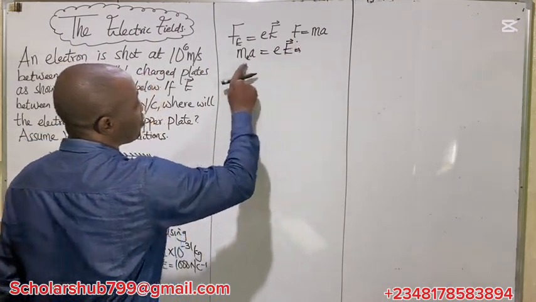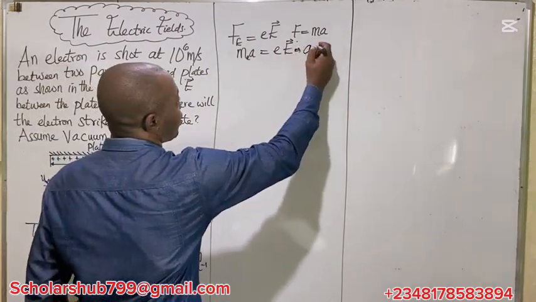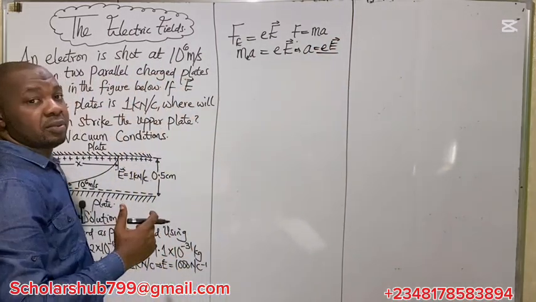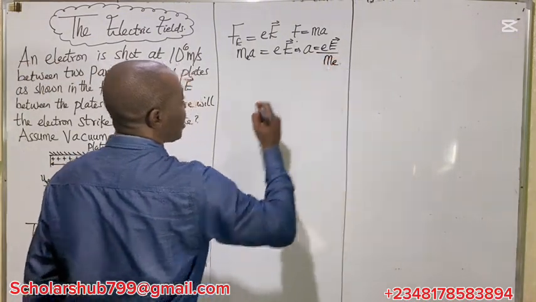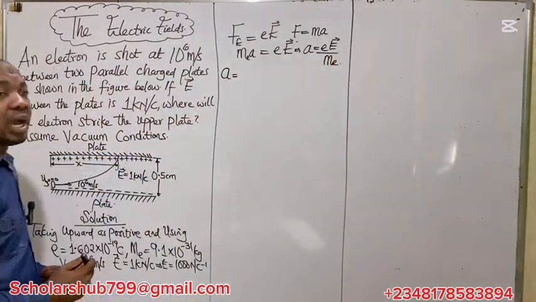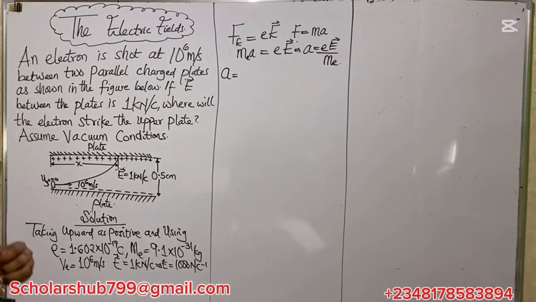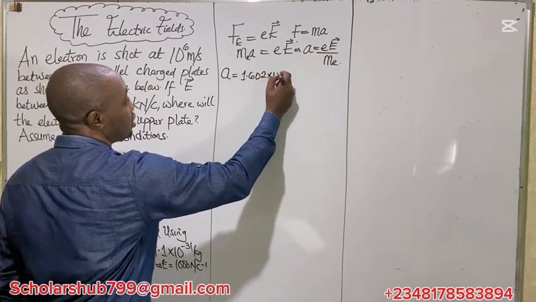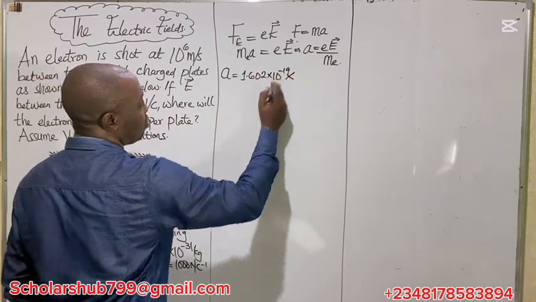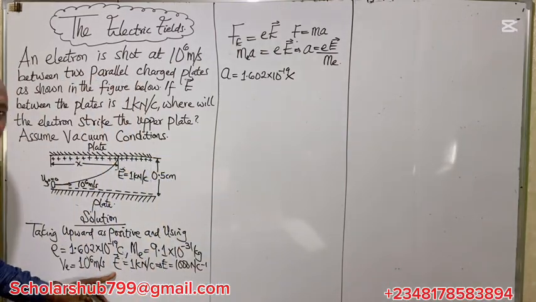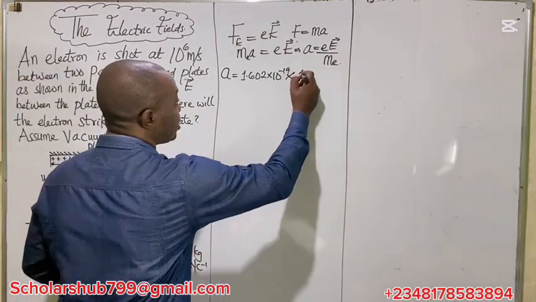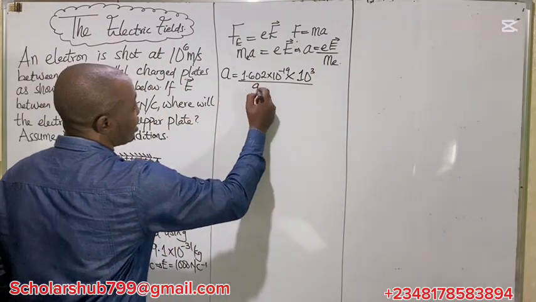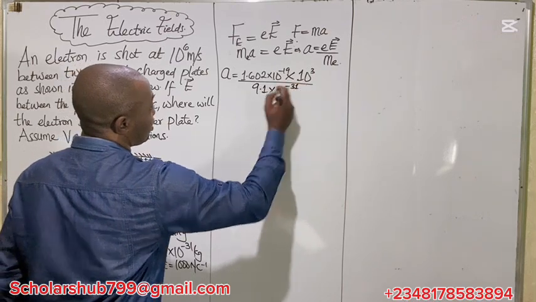So now, in this case, when we rearrange this equation, we're going to have this to be E, okay? That is the charge on the electron multiplied by the electric field intensity over what? Mass of electron. So now, let's calculate the acceleration. All right, so to calculate the acceleration, we know that the charge on the electron is 1.602 times 10 raised to the power of negative 19 multiplied by, now the electric field intensity is 1000, which is the same thing as 10 raised to the power of 3, okay, over, now the mass of the electron, which is 9.1 times 10 raised to the power of negative 31.